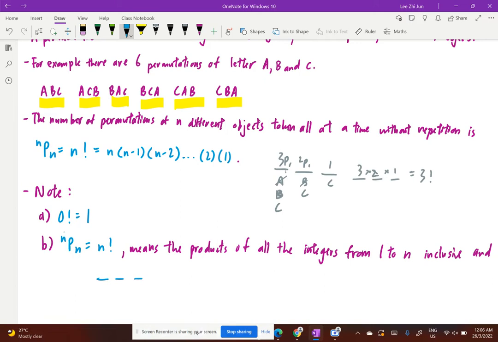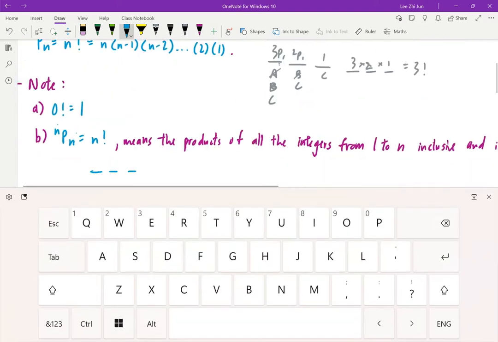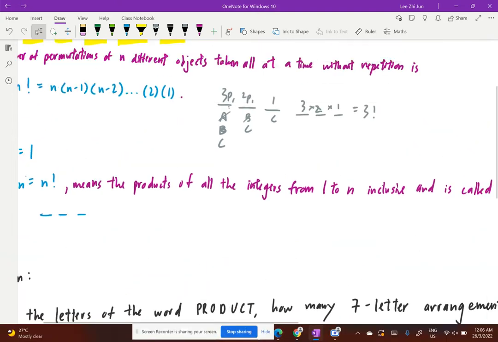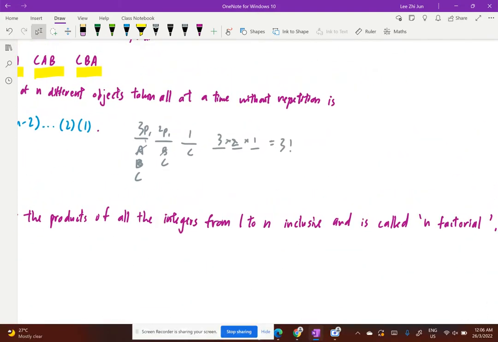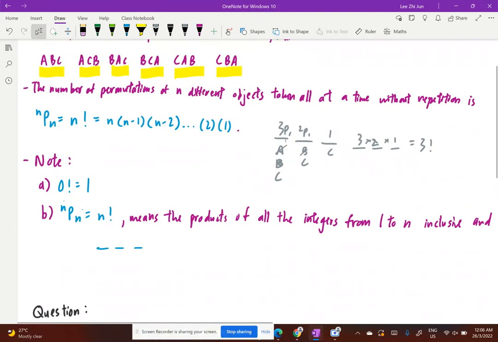You take all n, so n factorial means the product of all the integers from 1 to n inclusive, and is called n factorial. Let me explain why 0 factorial equals 1.